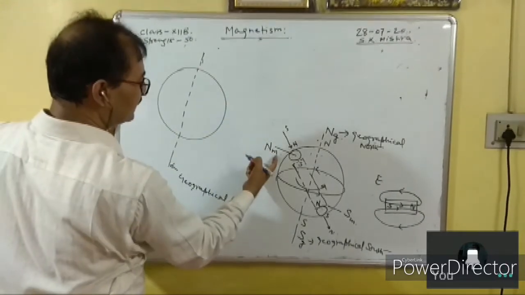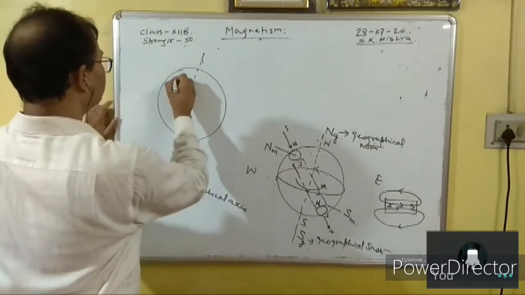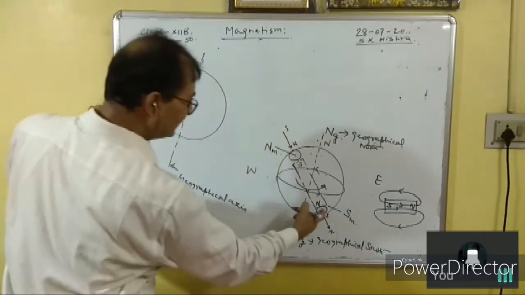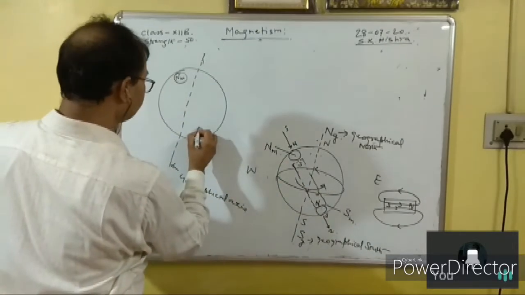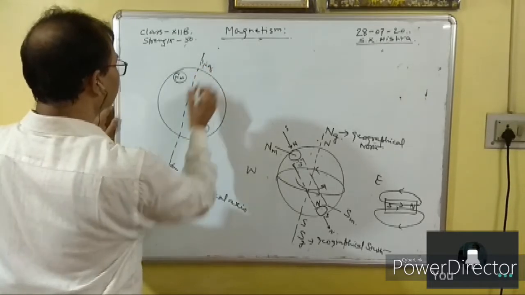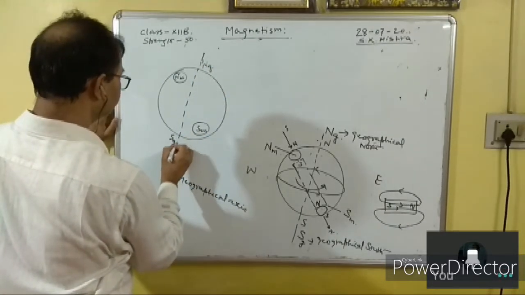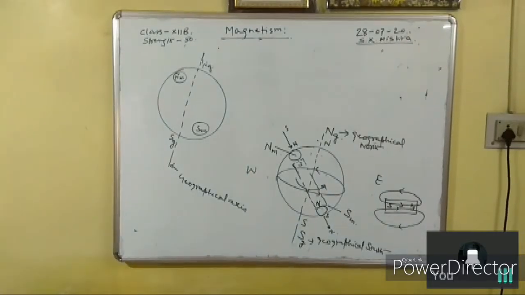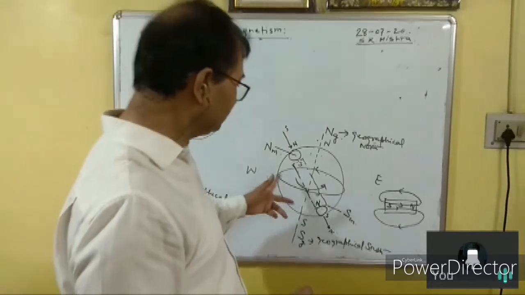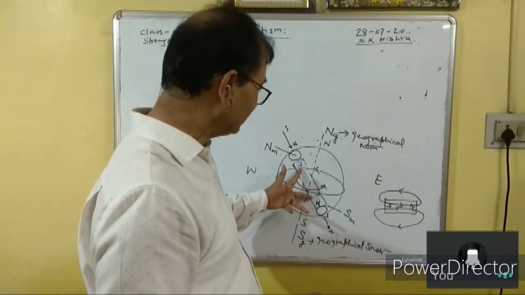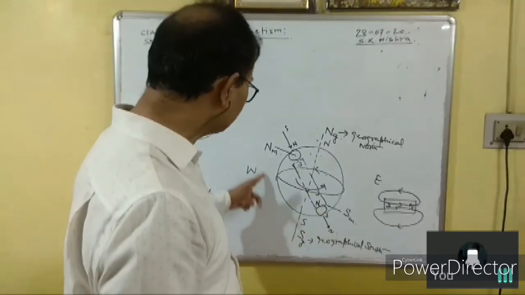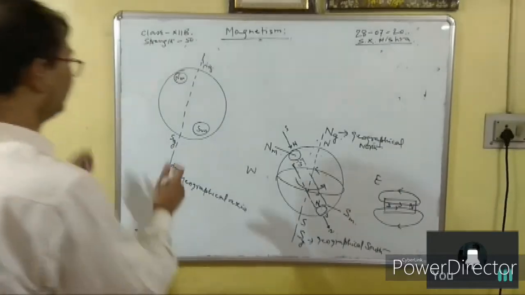Remember, this is the magnetic north pole, and this is geographical north. This is geographical south.